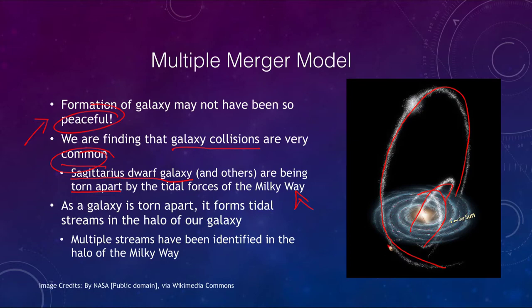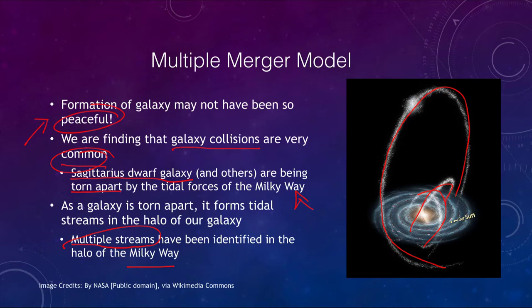And what we find is that galaxies then grow through collisions, that what starts out as a very small galaxy can absorb other smaller galaxies and continue to grow in size, eventually becoming the galaxies that we see today. And we see the evidence of this with multiples of these streams seen in the halo of our Milky Way.